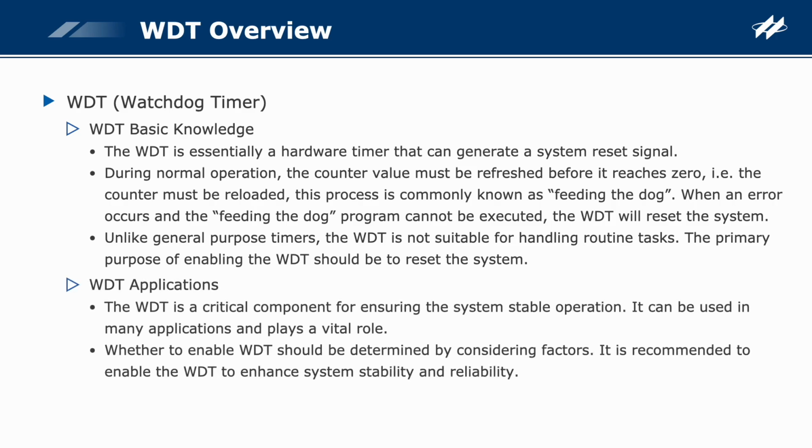Next, talk about the WDT applications. The WDT is a critical component for ensuring the system's stable operation. It can be used in many applications, such as industrial automation control systems, IoT devices, medical electronic devices, and automotive electronics. The WDT can respond quickly when the system encounters unexpected events or failures, restoring normal operation via an automatic reset. This reduces downtime and the economic losses caused by system failures. It plays a vital role.